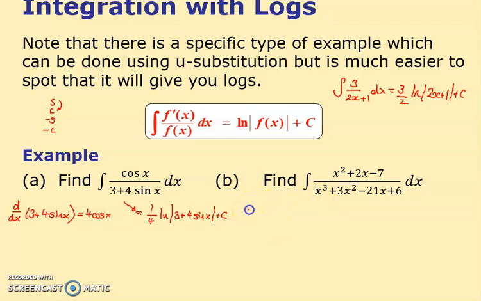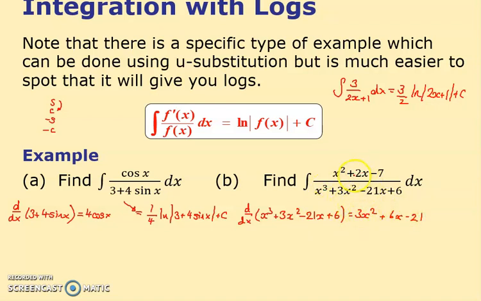This second one is very similar, I think. Let's just say to yourself, what do I get if I differentiate that? Well, it's quite a large expression on the bottom, so I'll just write it out so you can see what I'm doing. If I differentiate that, and again it's a weird thing that I'm having to differentiate on integration questions, but that's what we have to do. So if I differentiate x cubed, I get 3x squared. If I differentiate 3x squared, I get 6x. If I differentiate minus 21x, I get minus 21, and the 6 disappears.